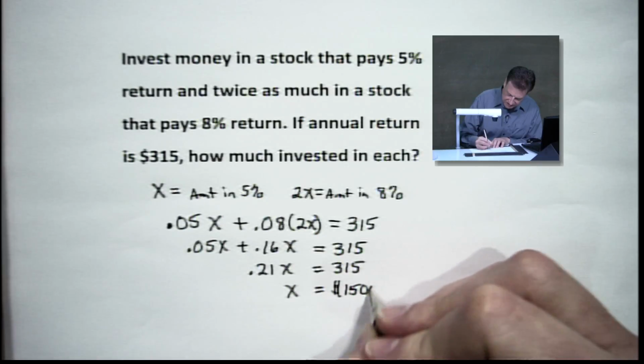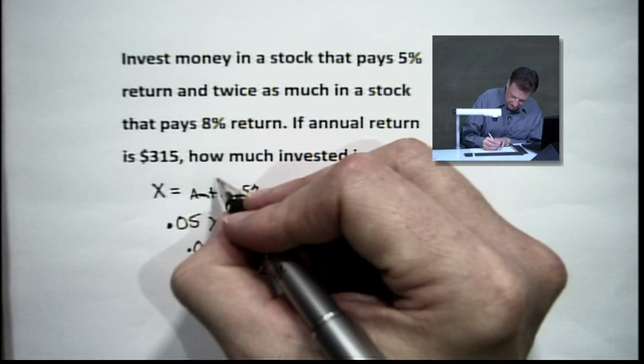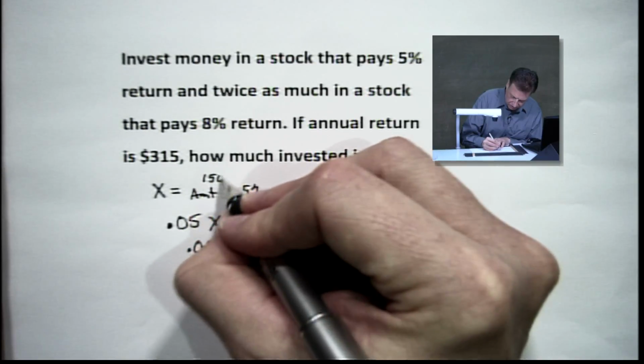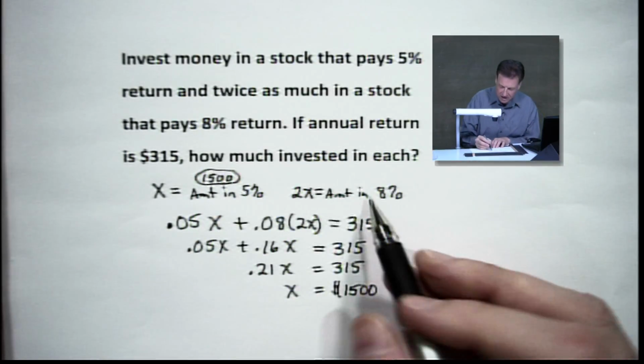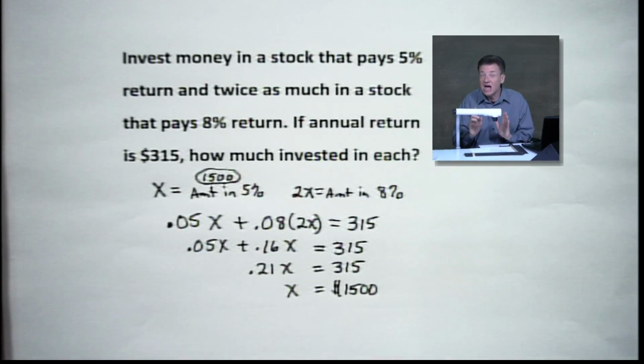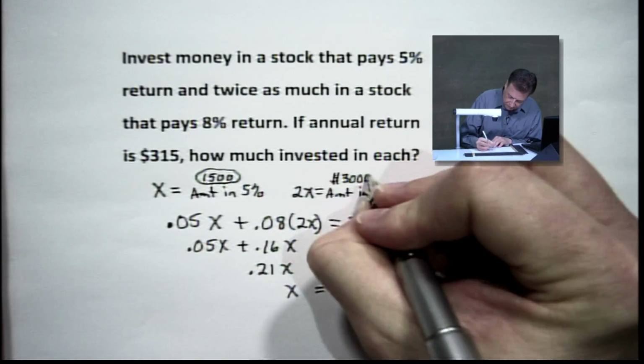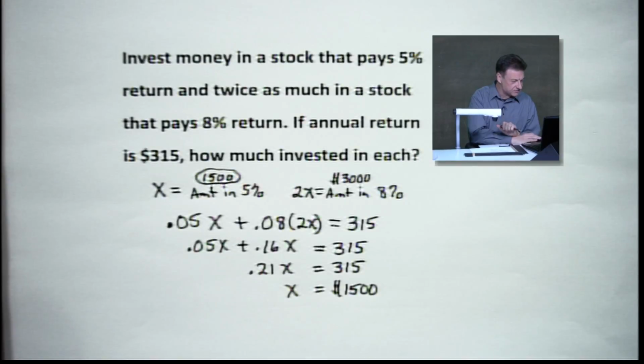So we put 1,500 in the first account. That's 1,500. That's what X is worth. So we're going to put 1,500 in there. In the second account, we put what? Twice as much. So we're going to double 1,500, which is going to be 3,000. Now my question is, and your question should be, do we get $315 in interest for 1 year?